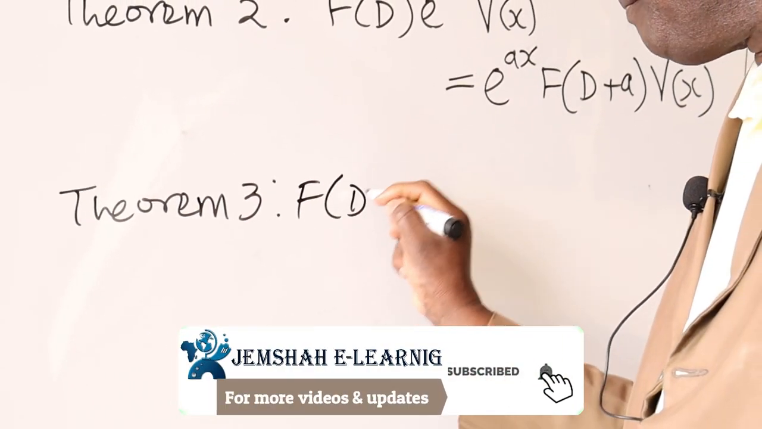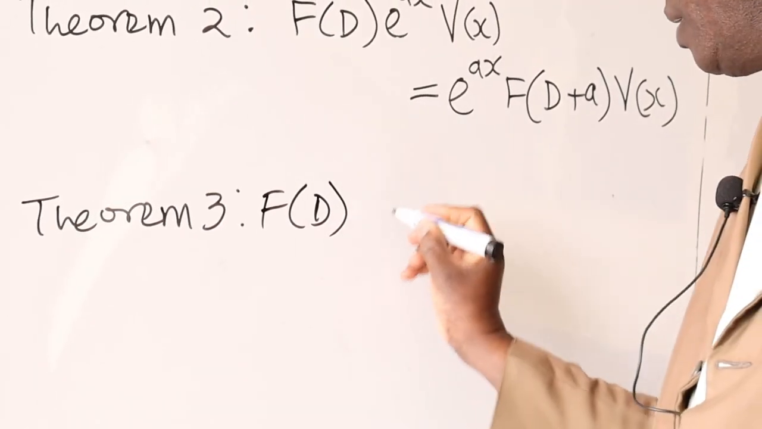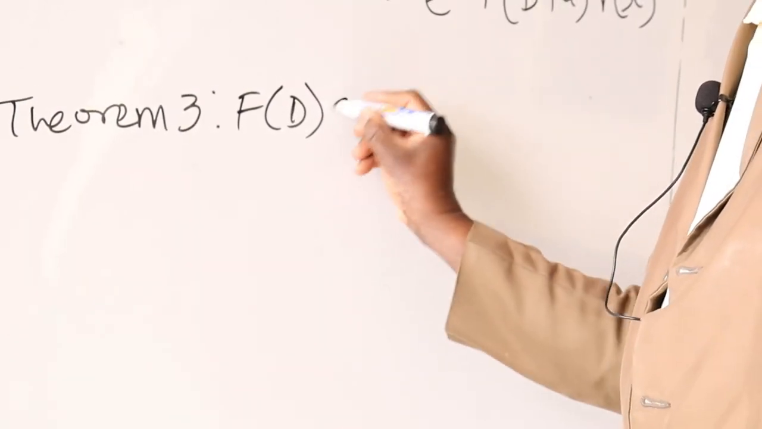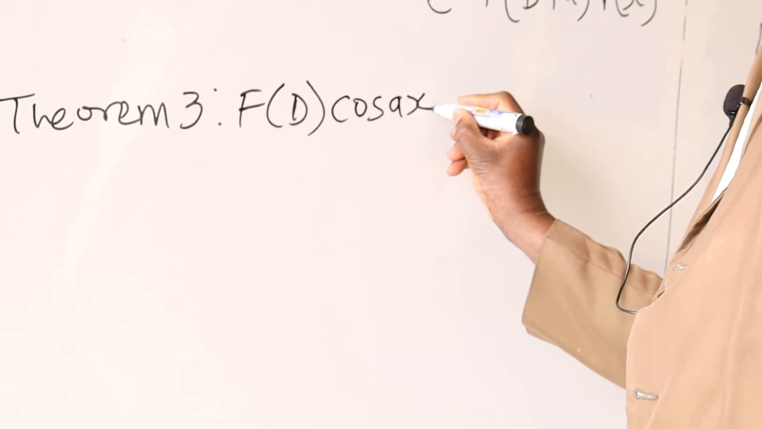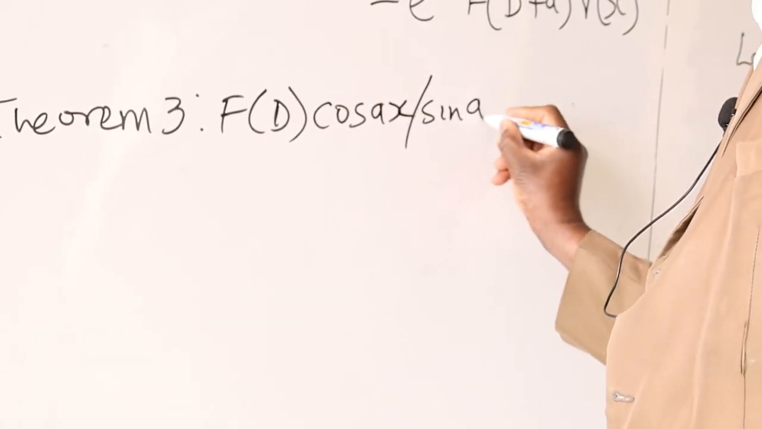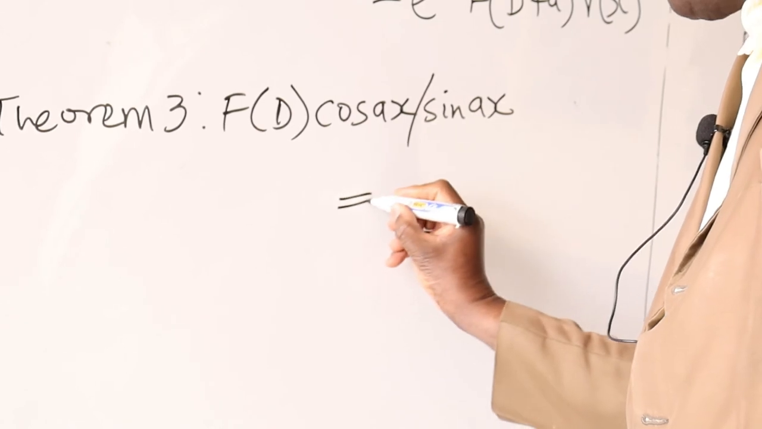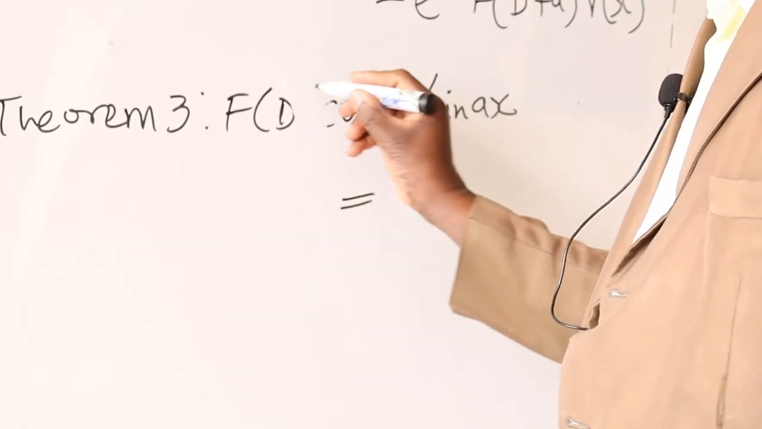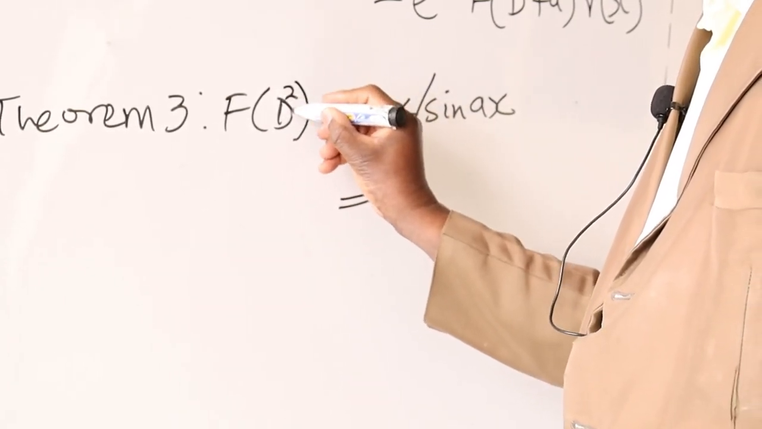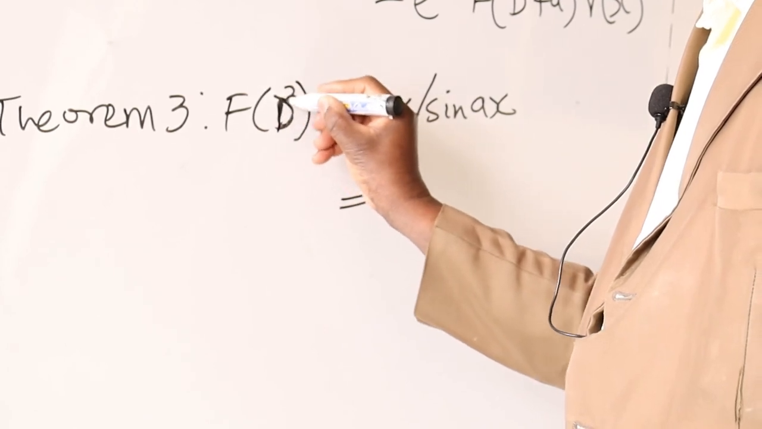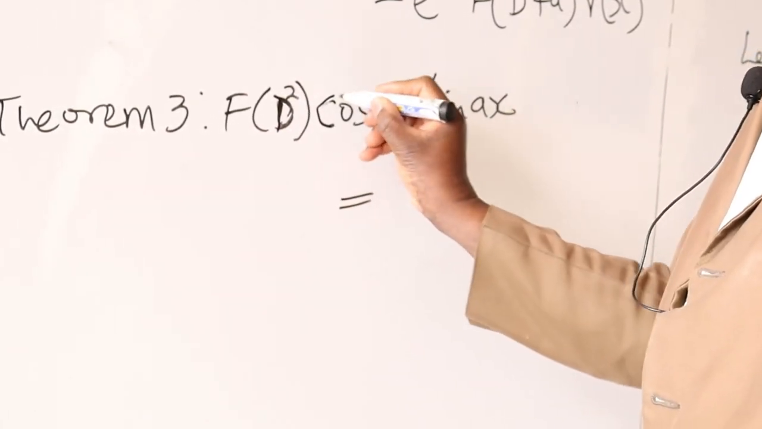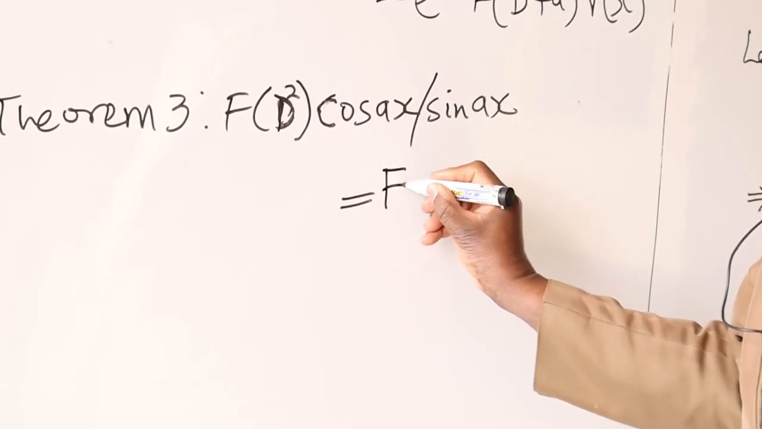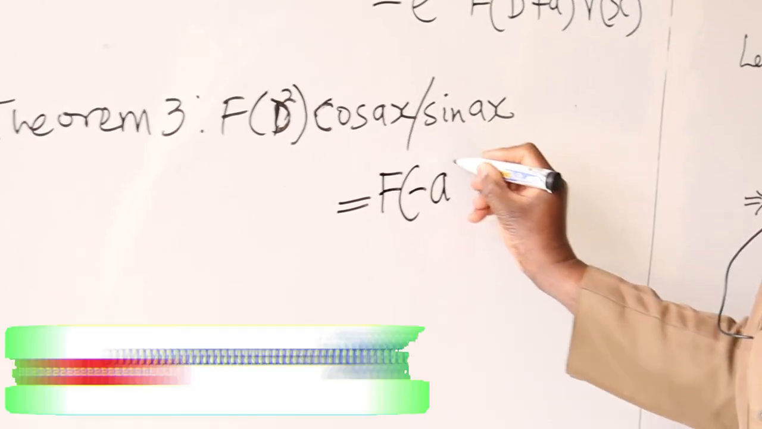Function of D acting on cos AX or sine AX will be equal to function of D squared. That is function of D squared acting on cos AX will be equal to F of negative A squared.